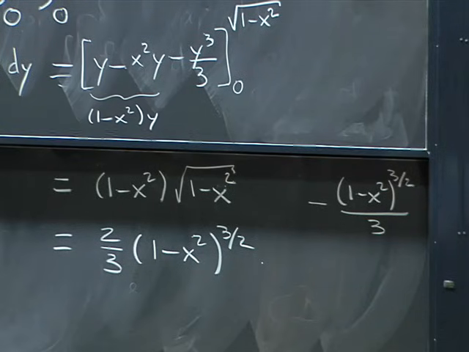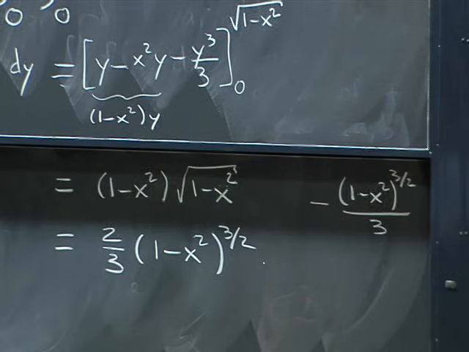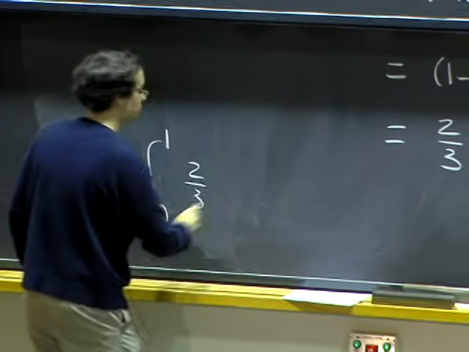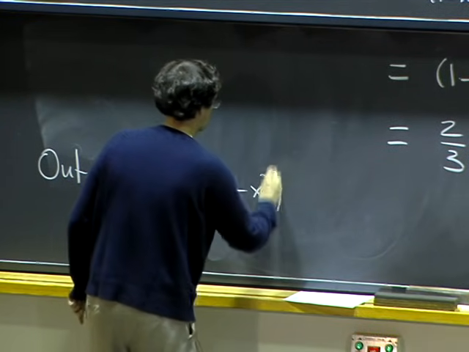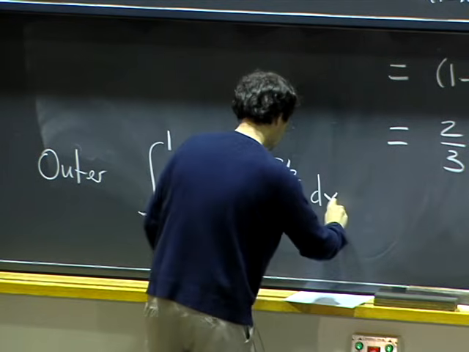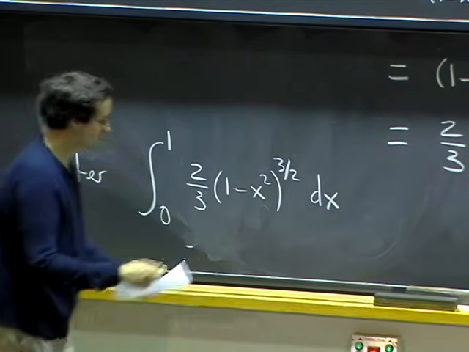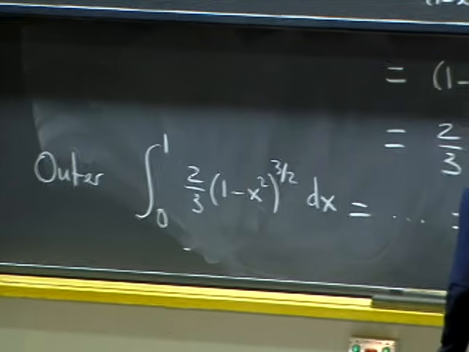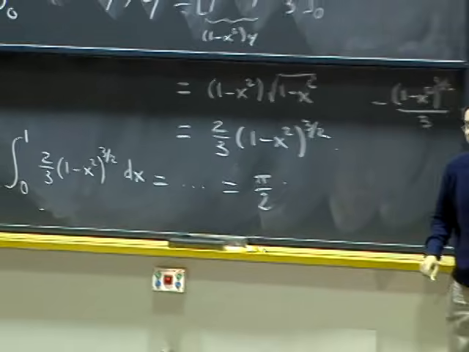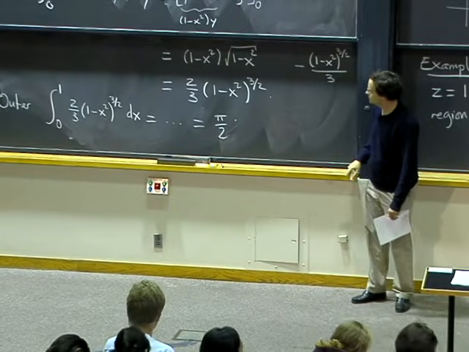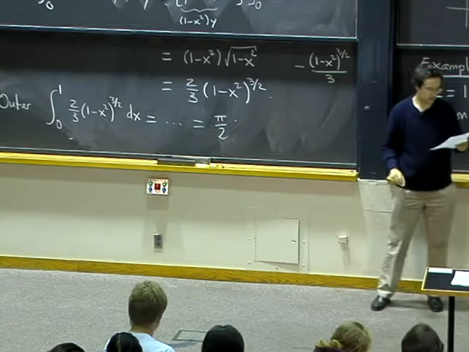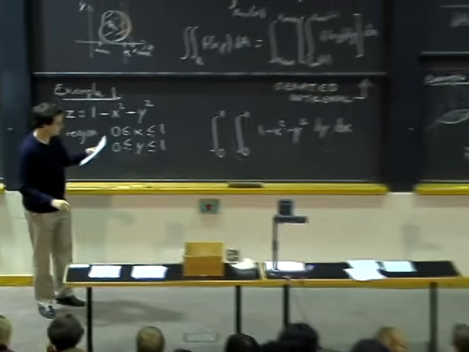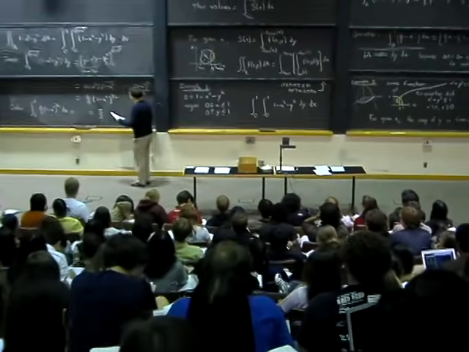So that's the inner integral. The outer integral is the integral from 0 to 1 of 2/3 of 1 minus x squared to the 3 halves dx. And I'll let you see if you remember single variable integrals by trying to figure out how this actually comes out to be. Is it pi over 2 or pi over 8, actually? I think it's pi over 8.